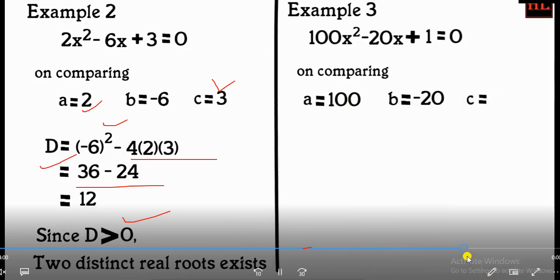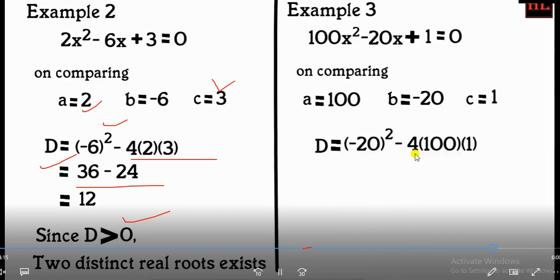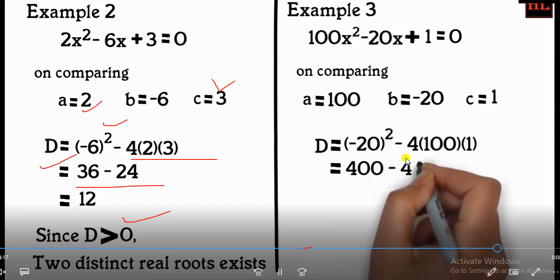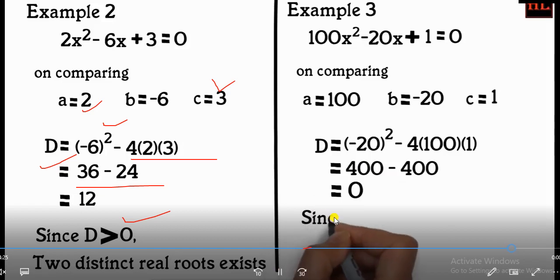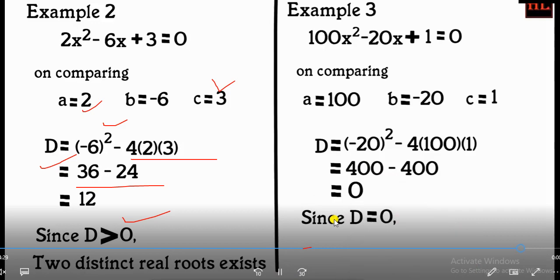So substituting the values in d equals b square minus 4ac, what you will get? Let us see. D equals minus 20 square, because the value of b is minus 20, minus 4 into 100 into 1. So here 400 minus 400, what you will get here? 0. So in this case we have d equal to 0. So since d is equal to 0, what type of roots will we have? We will have, yes, come on.